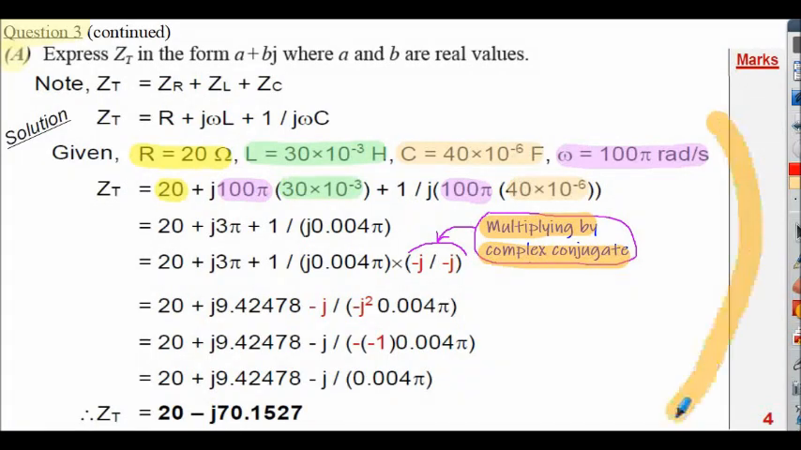I'll let you review the solution at your own pace. I've tried to labour it here. Note that of course j squared has the value of -1. Here's the value for ZT. It's 20 minus j70.1527. That would have the unit of the ohm.